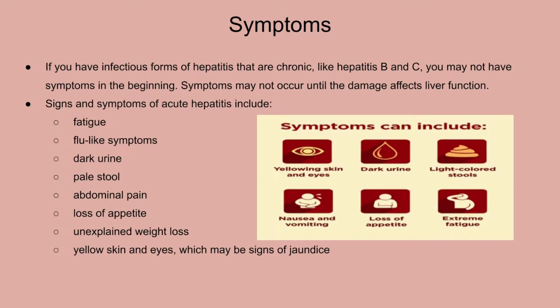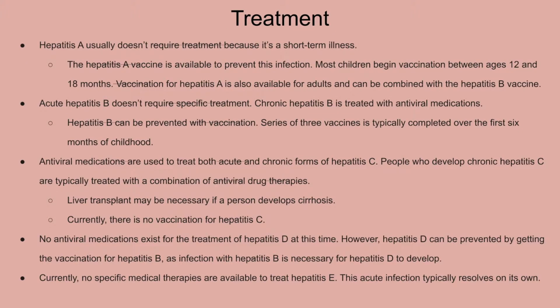For symptoms, if you have infectious forms of hepatitis that are chronic, like hepatitis B or C, you may not have symptoms at the beginning. Symptoms don't occur until the damage affects the liver function. Signs and symptoms of acute hepatitis include fatigue, flu-like symptoms, dark urine, pale stool, abdominal pain, loss of appetite, weight loss, and yellow skin and eyes, known as jaundice.